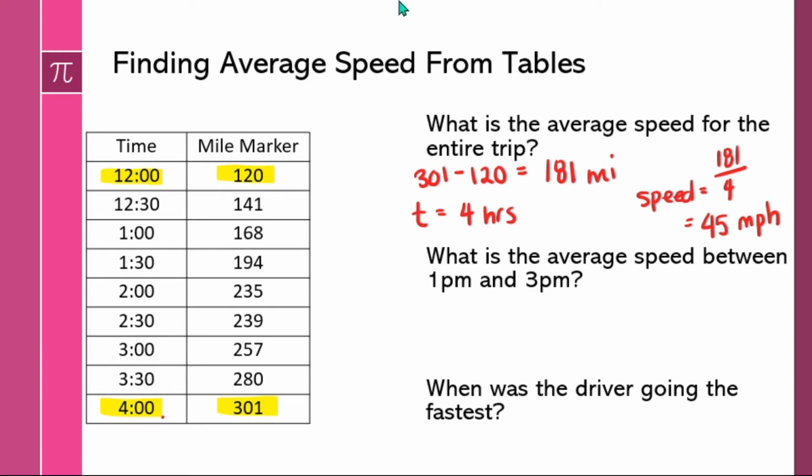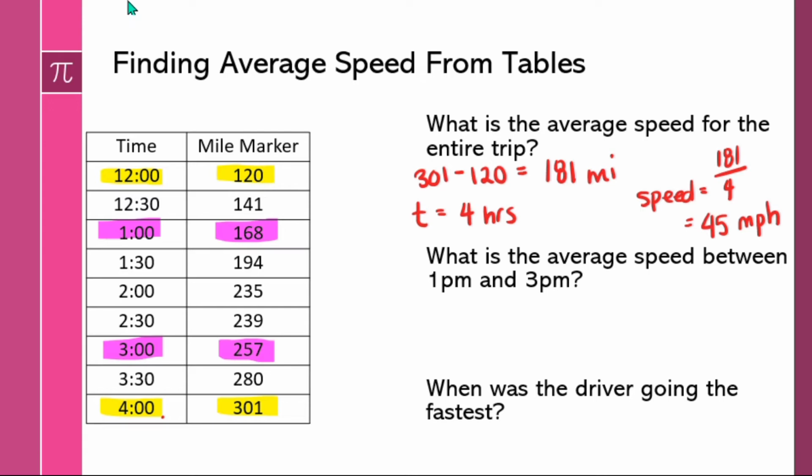All right, we could also ask about speed within any interval. So the second question is asking what the average speed is between 1 p.m. and 3 p.m. So I go to 1 p.m. and I see that I was passing mile marker 168, and at 3 p.m. I was passing mile marker 257.